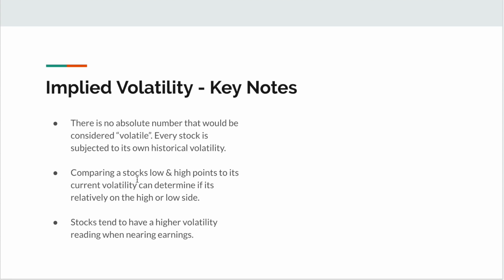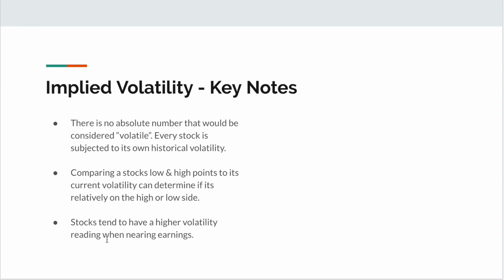When you're trying to figure out if a stock has a high or low volatility reading, you must compare a stock's low and high points to its own current volatility to determine whether it's relatively on the high or the low side. We're going to go into a website in just a moment that can show you usual volatility and 52-week volatility. That way you know how to compare them yourselves.